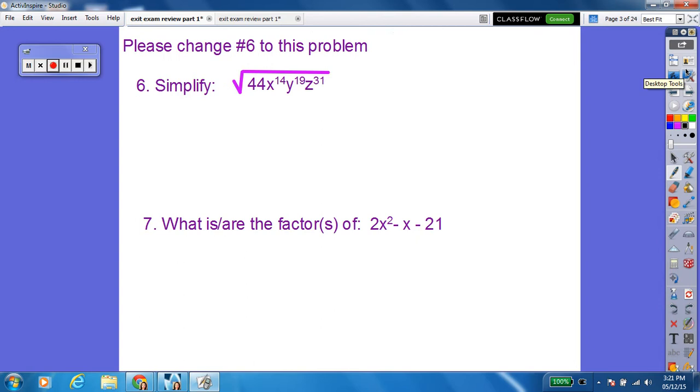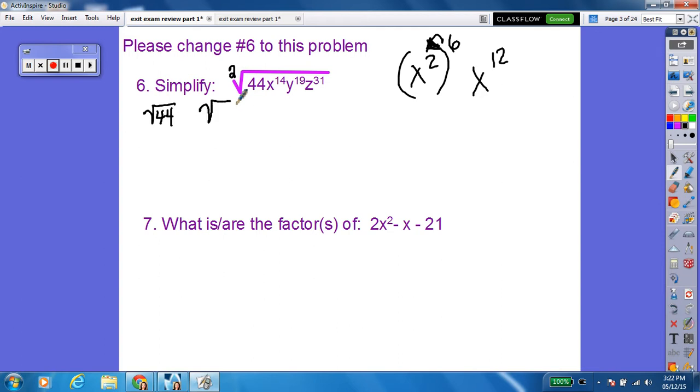Here we have kind of the opposite of doing the powers. When we were doing powers like this, we would multiply, so we'd get x to the 12th. Now, roots are the opposites of powers, so what we're going to do instead is divide our exponents, because it's the opposite of raising to a power. My suggestion is we split this up and we simplify the square root of 44 by itself, and the square root of x to the 14th, square root of y to the 19th, and square root of z to the 31st. This is my suggestion.